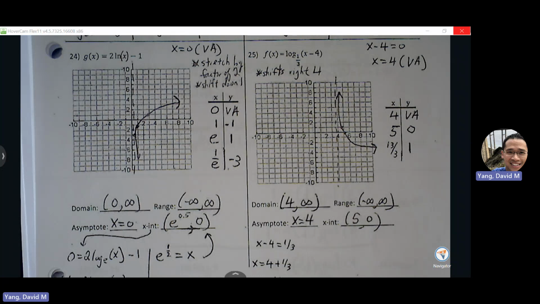Ordered pair, that's fine. You know, break out that is at 0, right? So 0. I'm going to choose 1. So this is 0. 0 times 2 is 0. 0 minus 1 is 1. Next one is obviously 2, because natural log is the same thing as.